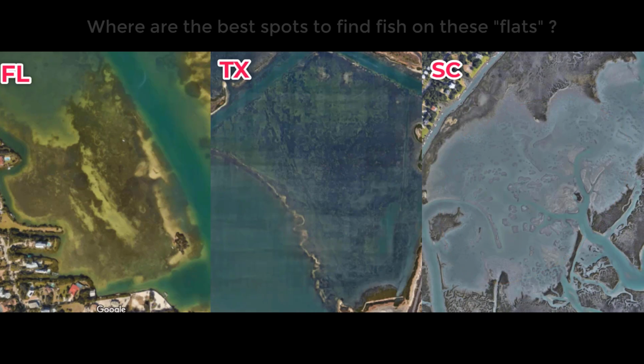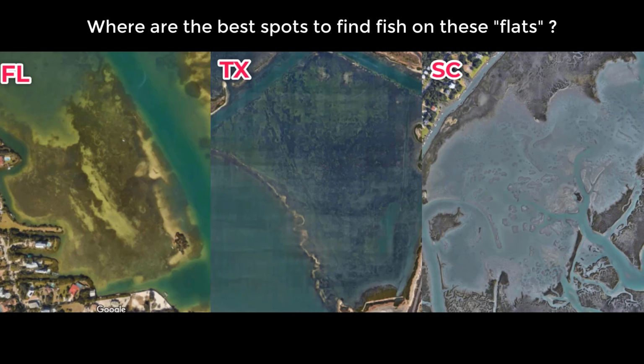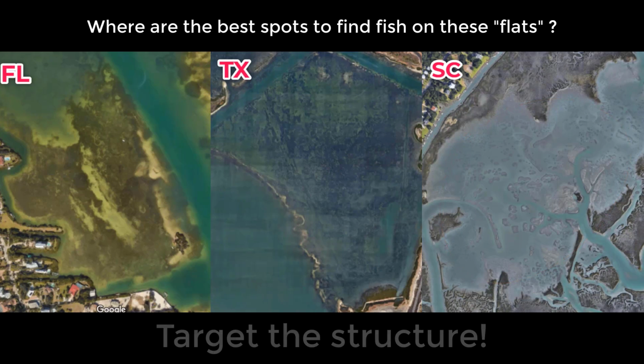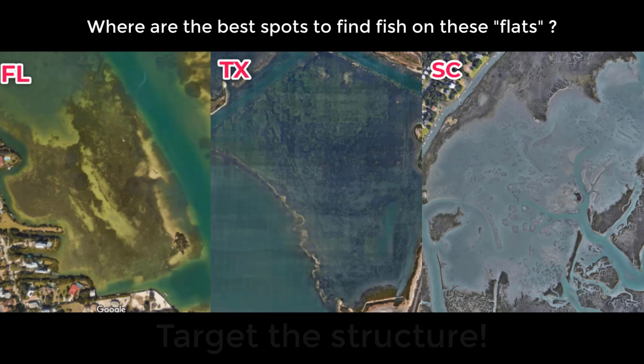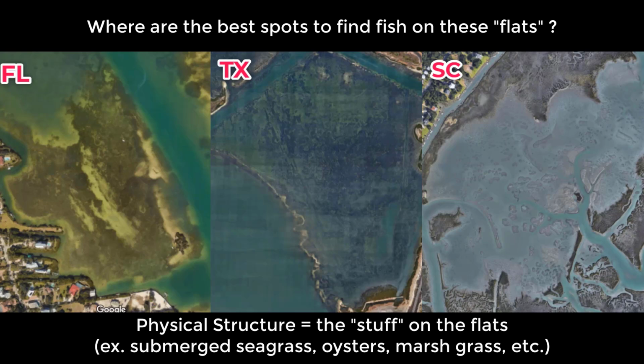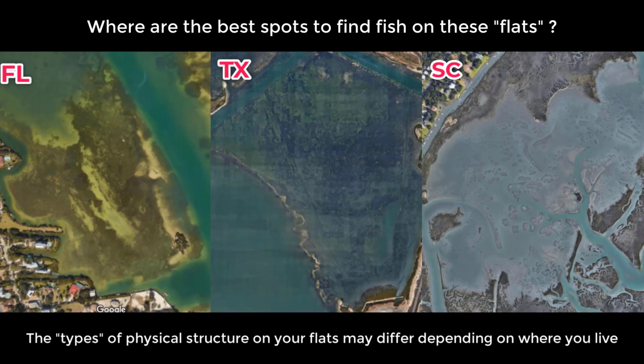Now, the other big question, obviously, is where are the best spots on a flat to fish? And the answer to that is the structure. Now, there are 2 categories of structure to focus on, but most people only pay attention to the first, which is the physical structure, the things on the flat like submerged seagrass, oyster bars, marsh grass, and these may differ by region. For example, there's not a lot of seagrass, as you can see in South Carolina, but there's a lot in Texas and Florida. But what Texas and Florida don't have are the oyster bars.